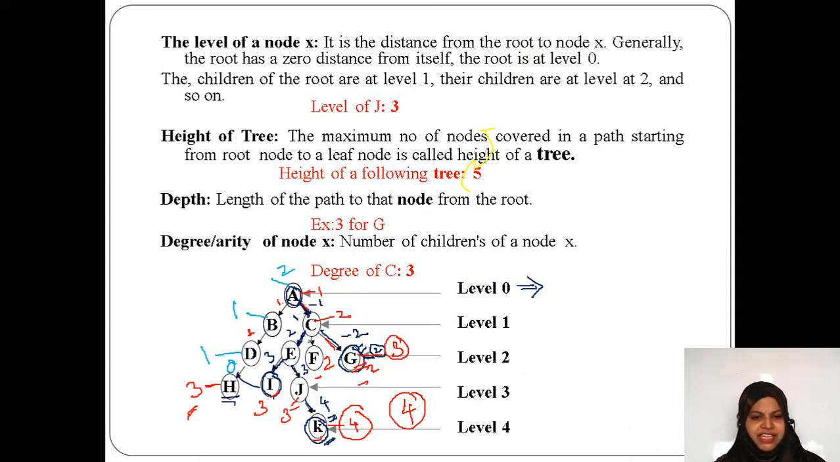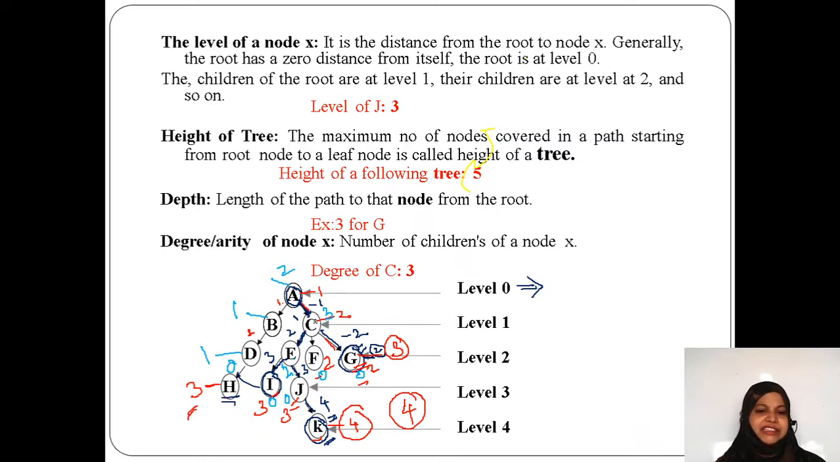See here, for this C, how many children are there? Yes, E, F, G. So the degree of C is 3. For this F, I comma J, 2. For this I, how many children are there? 0, right? For this J 0. For this E 0. For the G 0. There are no children. So the degree of a node means the number of its children.